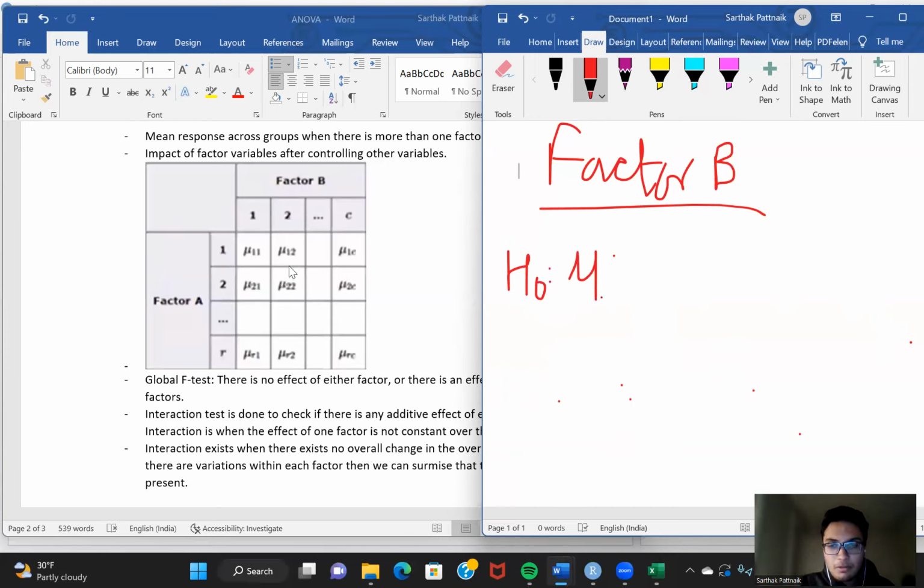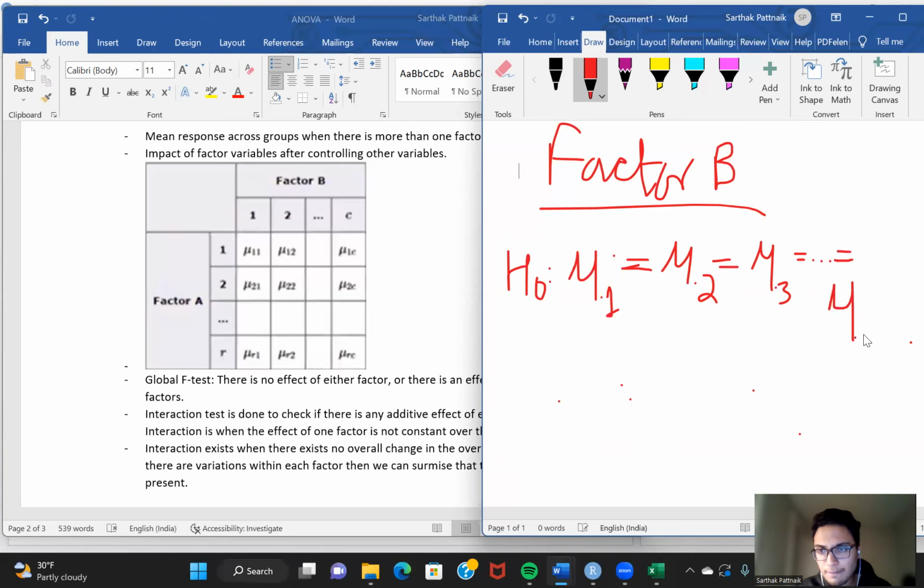So this time my factor A remains constant and my factor B changes. It means this time the analysis is done row wise rather than column wise. So it will be mu of dot 1 is equal to mu of dot 2 is equal to mu of dot 3, so on and so forth, all the way till mu of dot k.